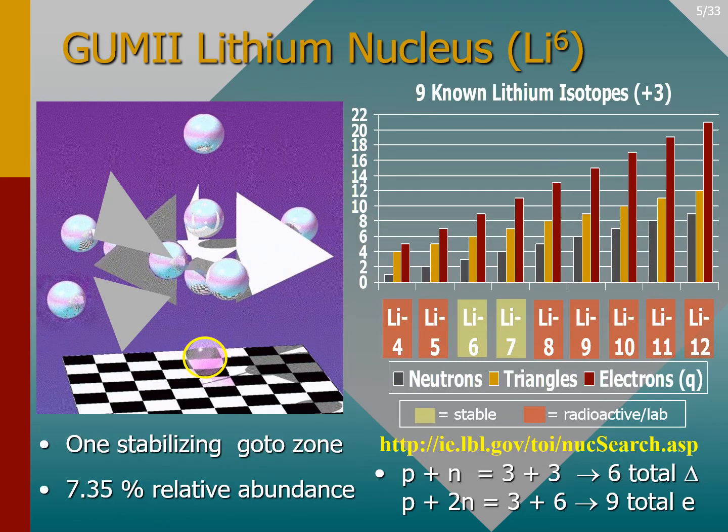In this slide, a moment of time has passed and the helium-6 nucleus has decayed into a stable lithium-6 nucleus. We still have 6 triangles, but the quark electron within the yellow circle is gone, and there is now a stabilizing go-to zone in its place. After constructing a lithium isotope chart, we see that this nucleus should have 6 triangles and 9 electrons. And we also note that only lithium-6 and lithium-7 are stable among the 9 known lithium isotopes.